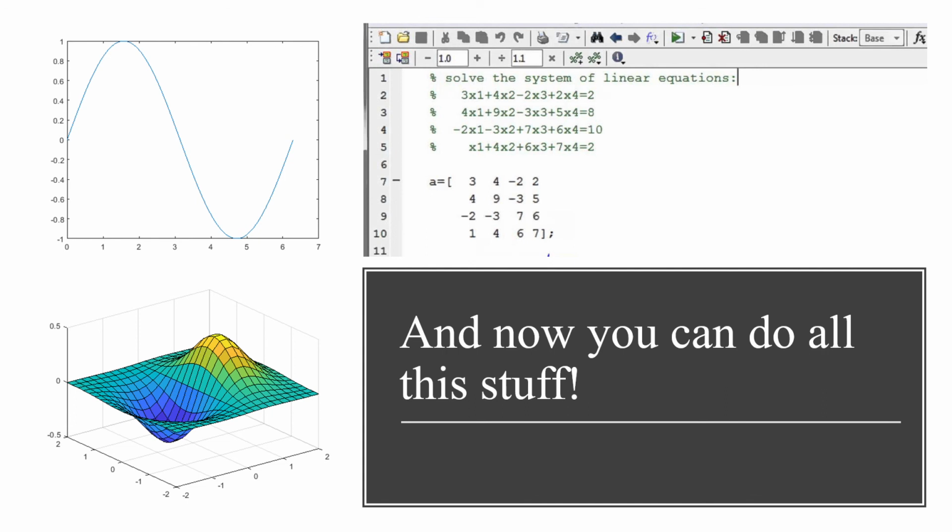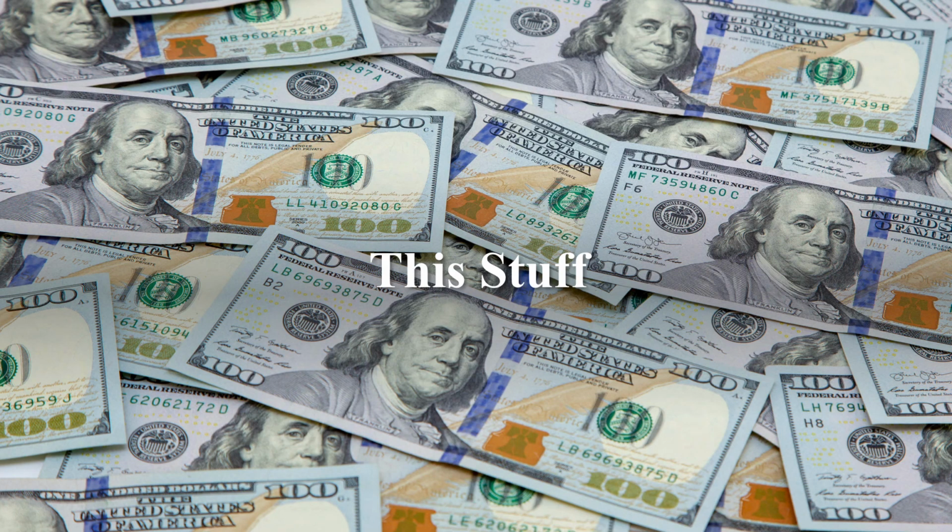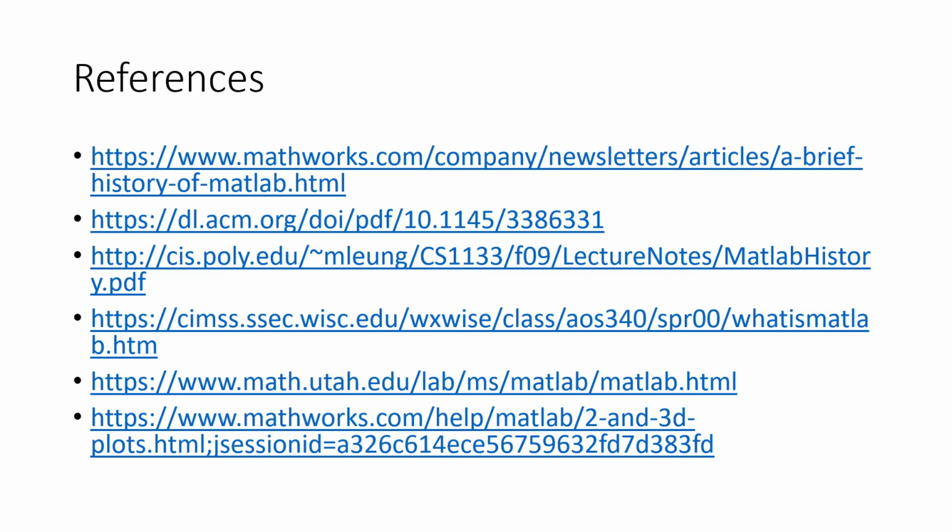Sorry, losing my train of thought. Those 3D, those 2D graphs. I mean, it's super cool. You can do all this stuff. MATLAB is just a really cool programming language. However, if you want to use MATLAB and you don't have a way to get it for free or at a very reduced cost through school or work, it's going to cost you these guys. It is so expensive.